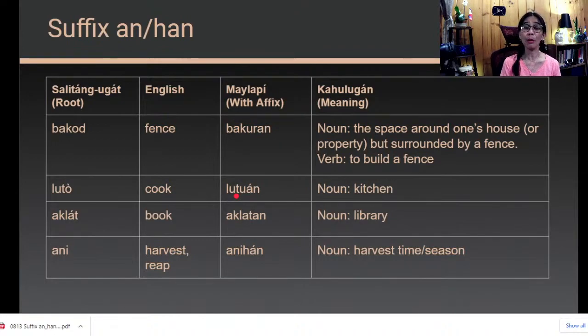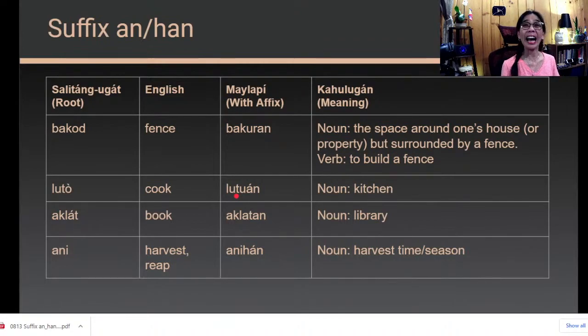Aklat means book. Bruce, aklat, book. So apply suffix: aklatan. What does it mean, aklatan? Library, aklatan. Good. Next, hi Kelly. Yay, Kelly. Enjoy. I know this is review for you, Kelly. And let's make it fun tonight. Aklatan means library.